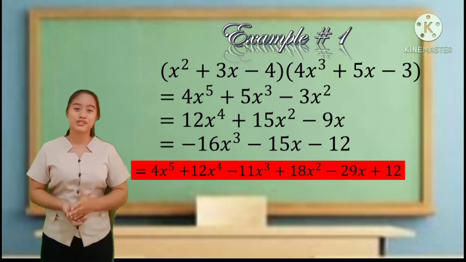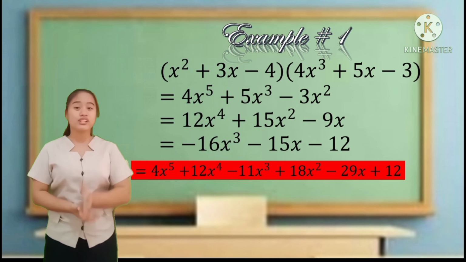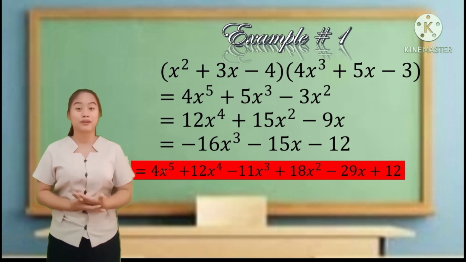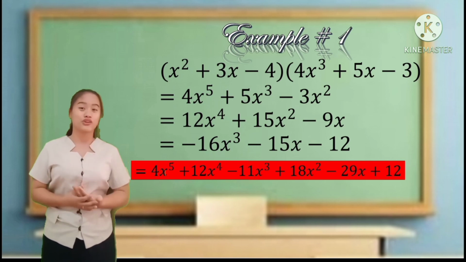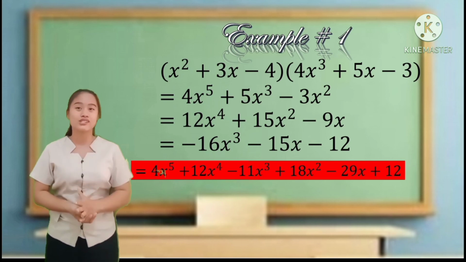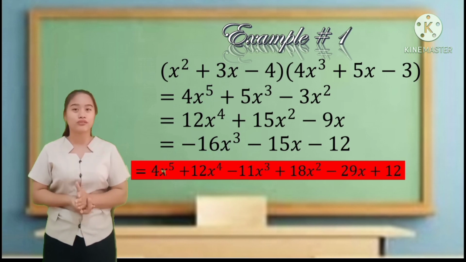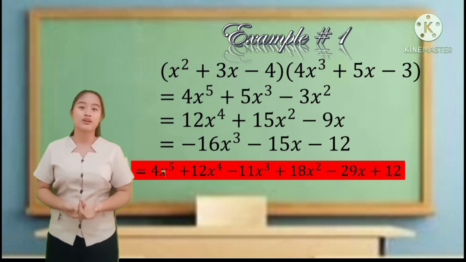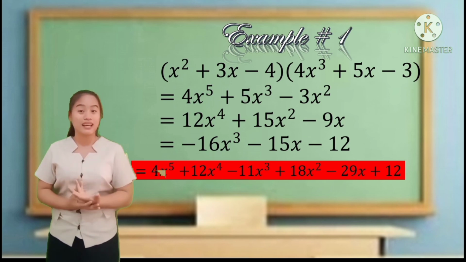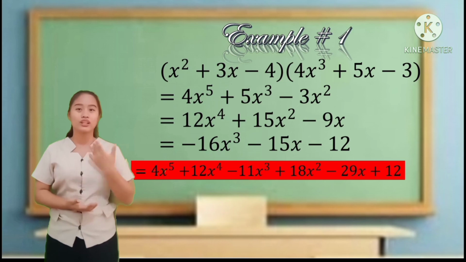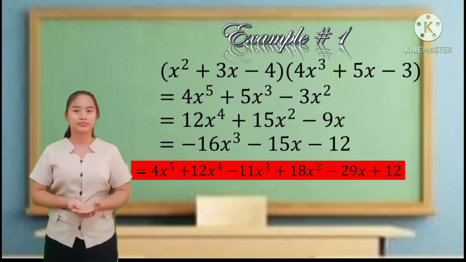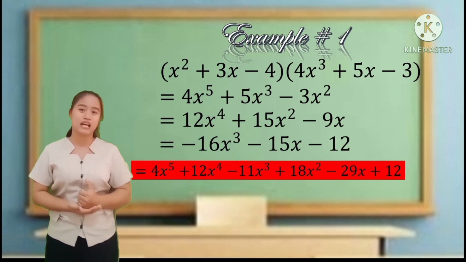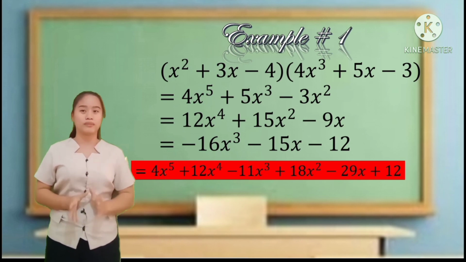Okay, very good, Mr. De Guzman. So, Mr. De Guzman answered the problem correctly and explained it perfectly. Okay, so the final answer of Mr. De Guzman is 4x raised to 5 plus 12x raised to 4 minus 11x raised to 3 plus 18x squared minus 29x plus 12. So, very good, class. Any questions, class? Okay, very good. Now, I hope that you understand our discussion about multiplying polynomials.